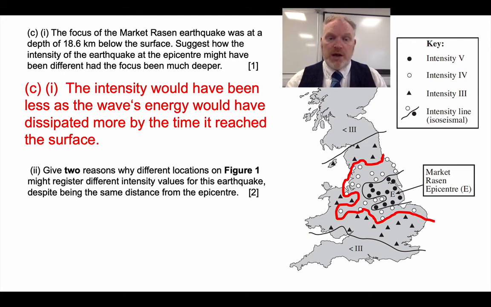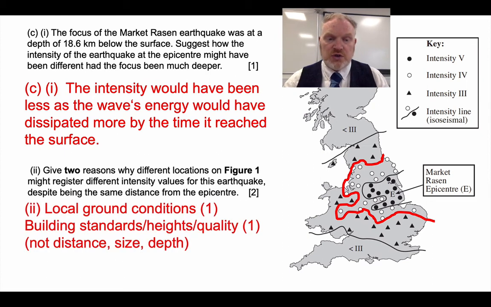And then two reasons why we get different intensity values at places that are the same distance from the epicenter. Two things really to go at here are the local ground conditions. So, for example, if you have an area that's built on soft, unconsolidated sediment, that's going to have a higher intensity than if you have an area that's built directly on bedrock. Also, the quality of buildings, how tall the buildings are, how much building standards are applied. You can't here talk about distance, size, or depth because they're all the same for this earthquake.